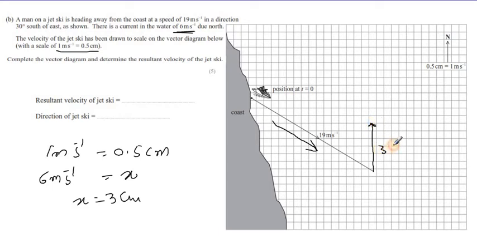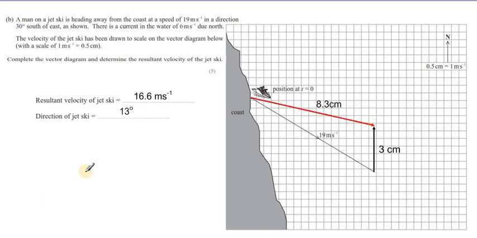I'm drawing by hand, but you should use a ruler. So it is a 3 centimeter line northward showing 6 meters per second, and then you join the tail of the first with the head of the last with the ruler, and this new line will show the resultant velocity. You measure the length and convert it into the velocity, and then you need to find the angle from the horizontal, which will be angle theta, showing the direction of the jet ski. If you follow all the steps, then you must have a diagram like this.